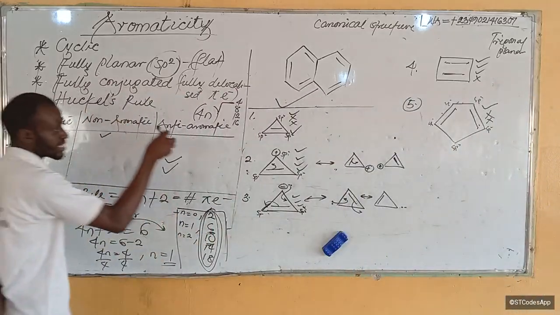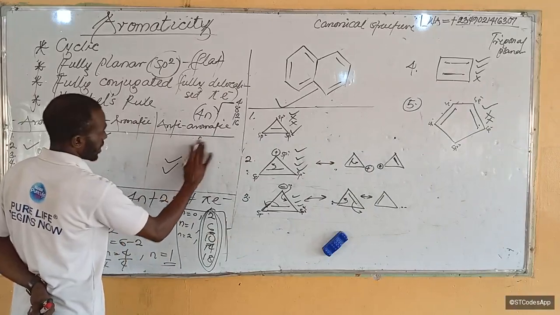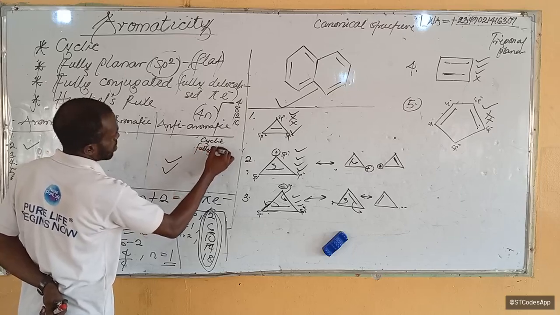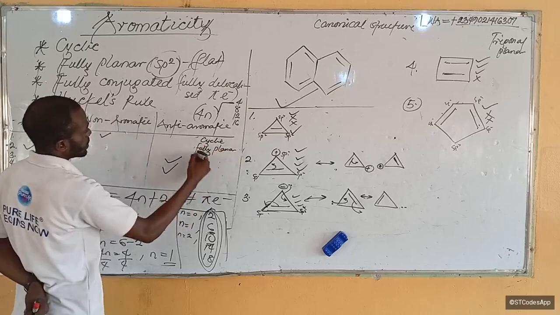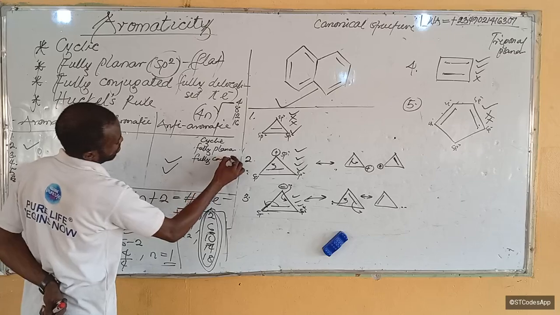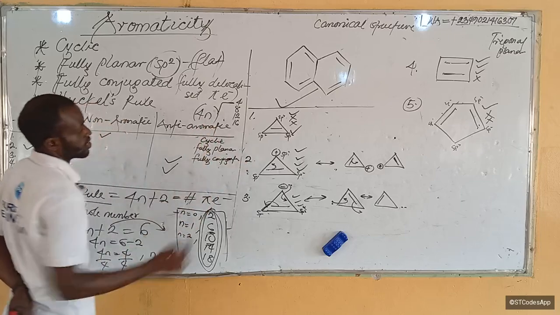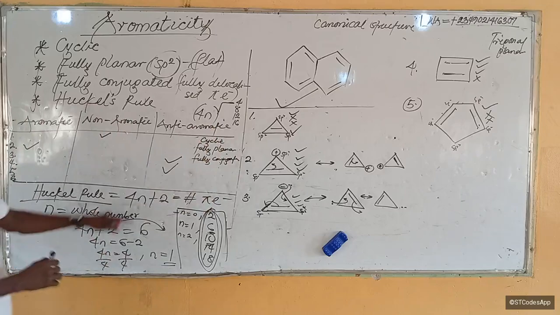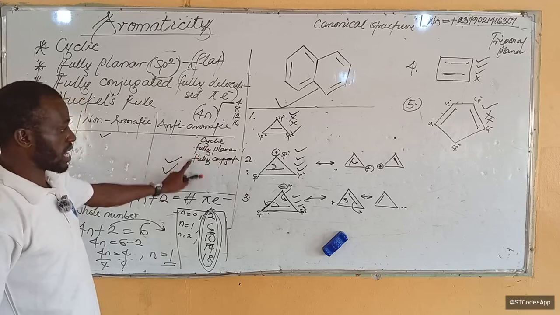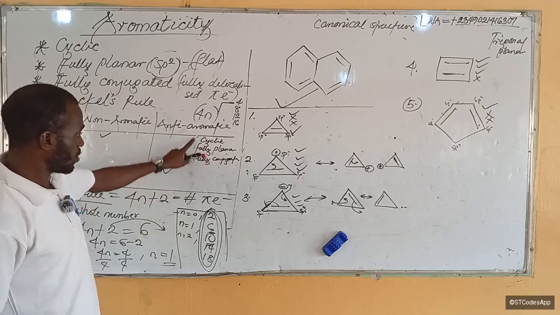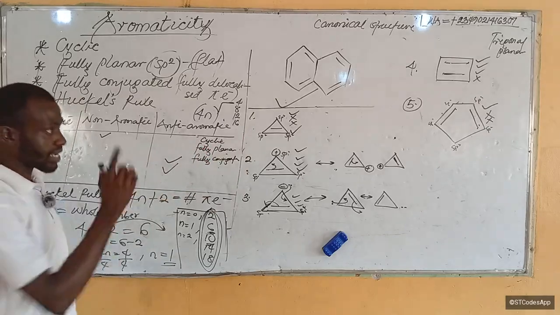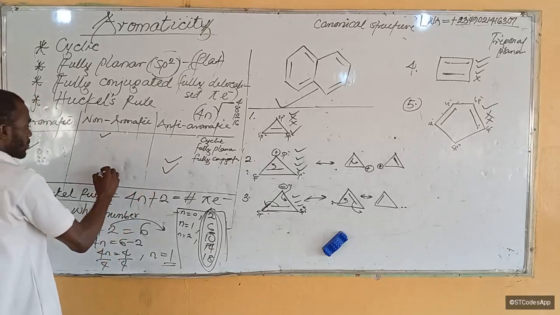The conditions for anti-aromaticity is cyclic also, fully planar, and fully conjugated. But the number is what changes. Is that clear? So you see the two molecules we did. They have these two properties, but not the last. Okay. So that guy here is supposed to be non-aromatic.